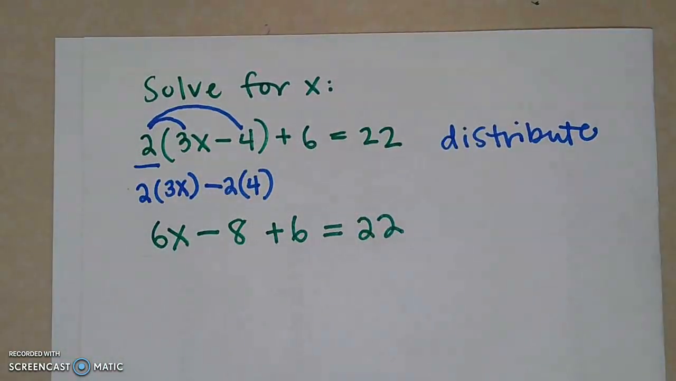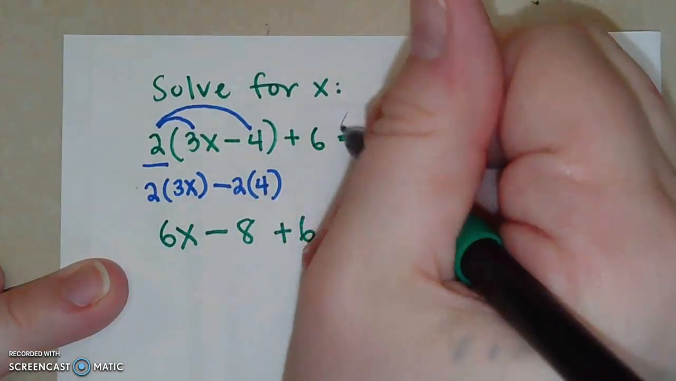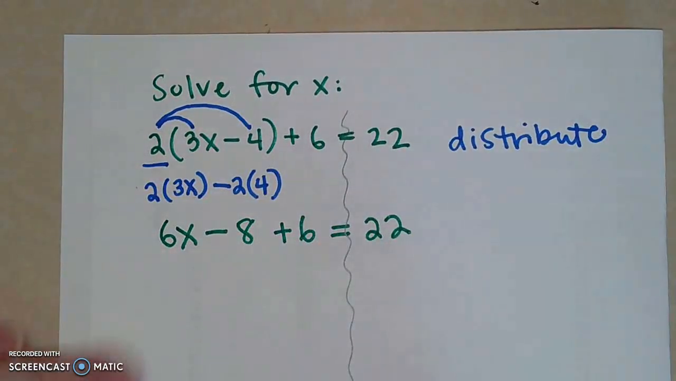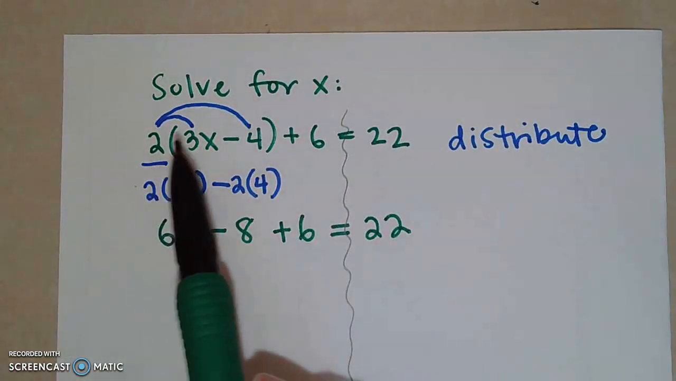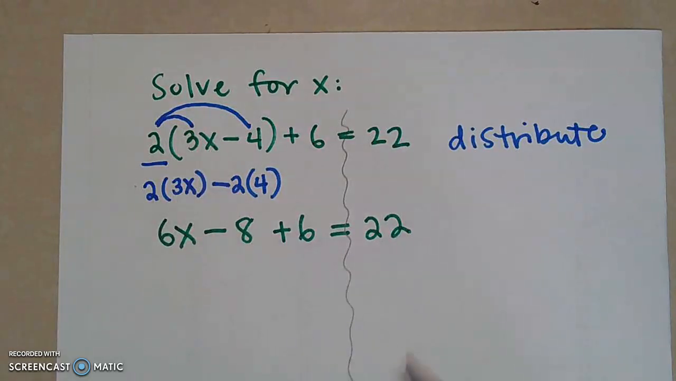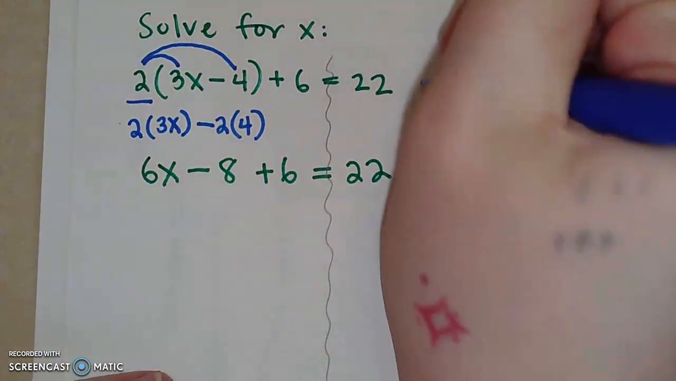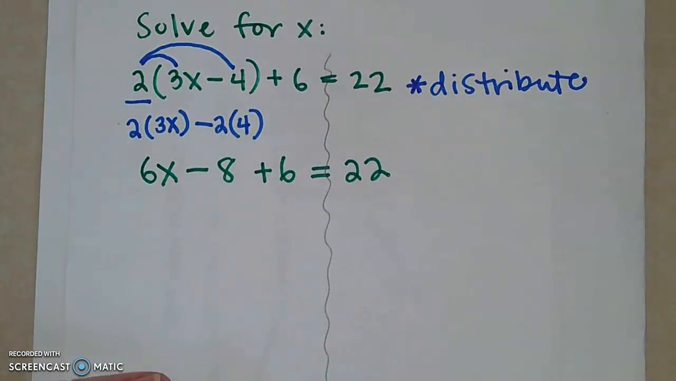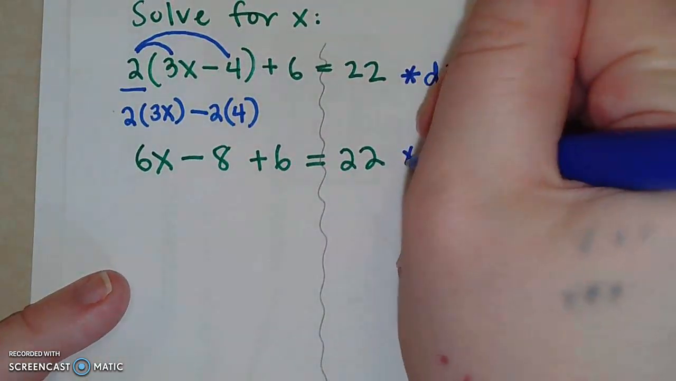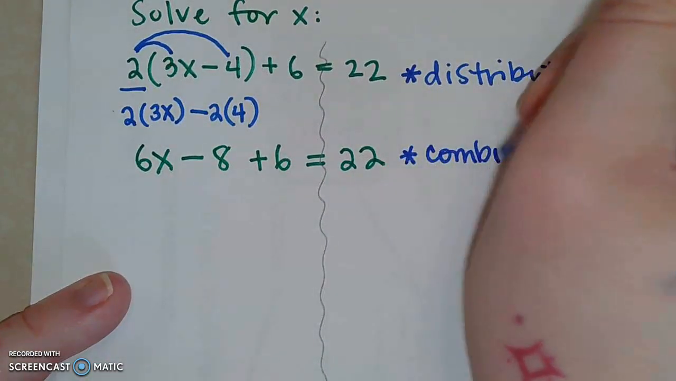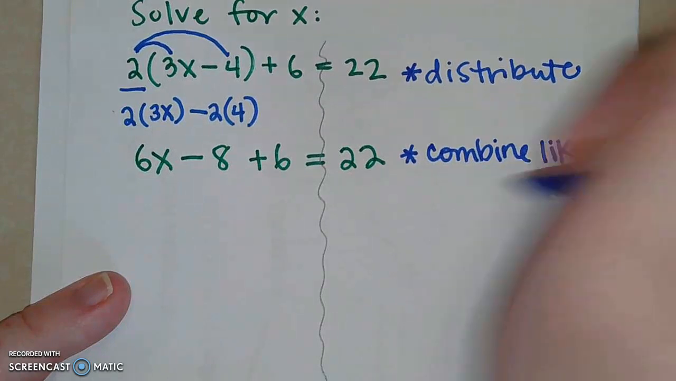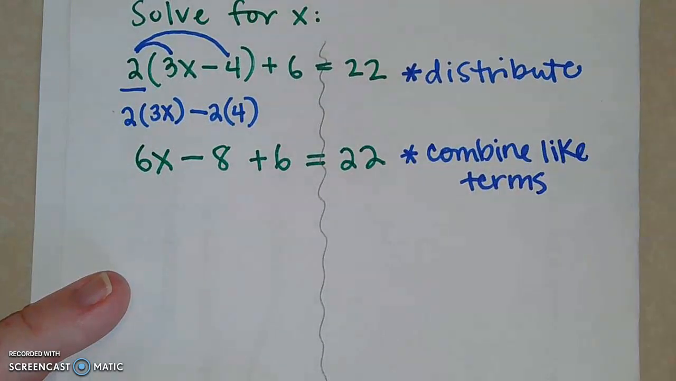Now, of course, there's always more than one method to solve these equations. You could have chosen to take that 2 and divide it at some point during this solving. That's perfectly fine. I am choosing to distribute first. Okay, so that was my first step. My second step is to combine like terms.